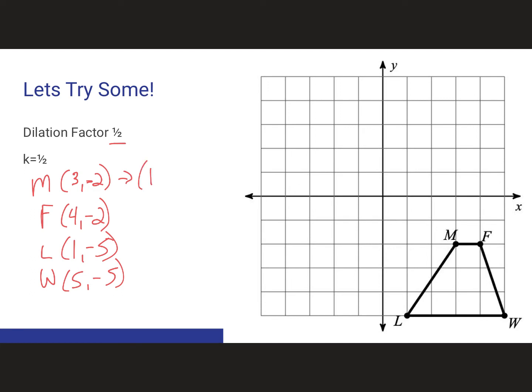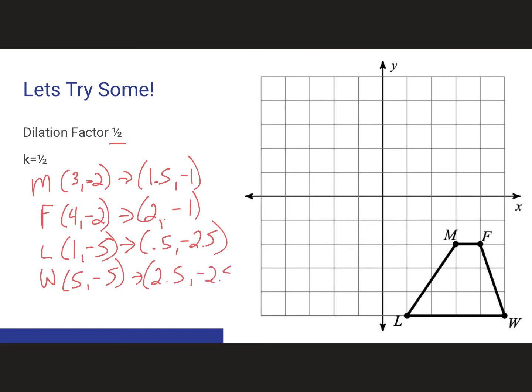So this will go to 1.5, -1, 2, -1, undo that, sorry, 0.5, -2.5, and this one goes to 2.5, -2.5. So now I'm going to plot these points. 1.5, -1 comes right here. 2, -1 comes right here. So this is M, this is F.